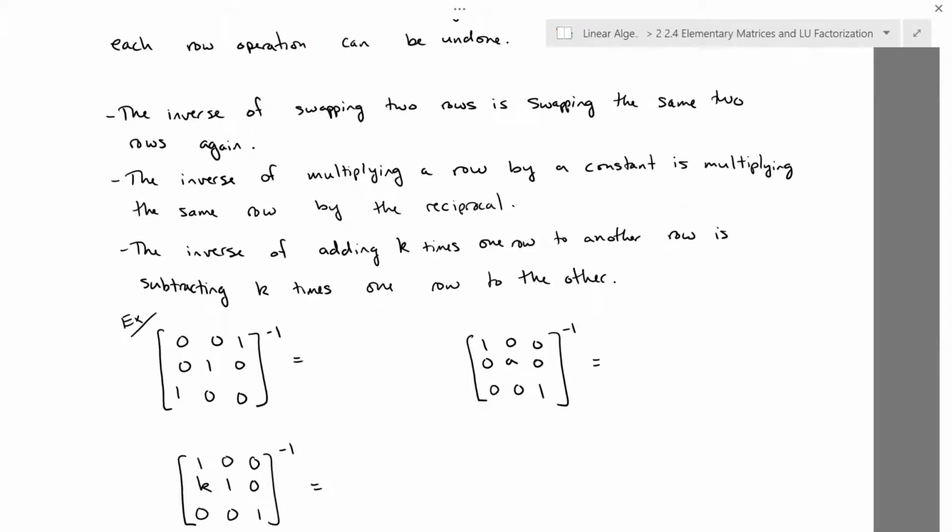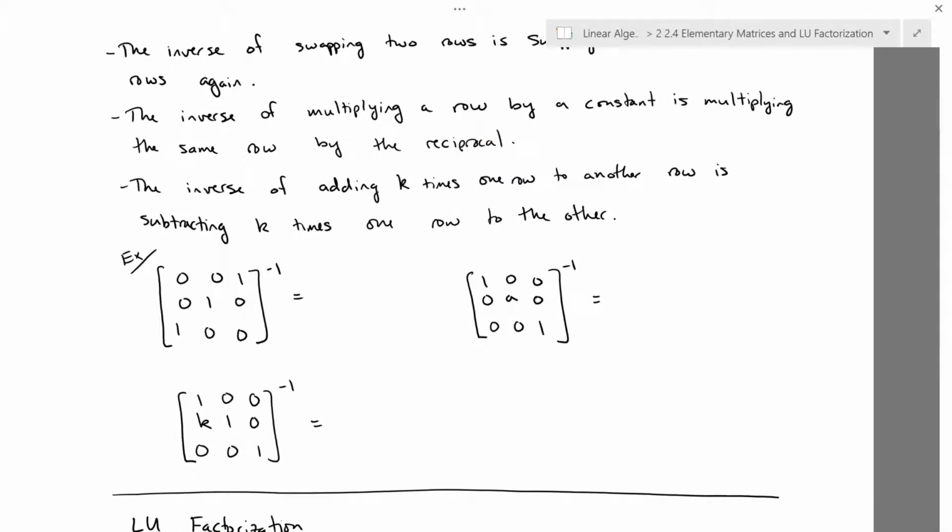So the inverse of swapping two rows is basically just swapping the same two rows back. The inverse of multiplying a row by a constant is multiplying the same row by the reciprocal, right? Basically just to cancel it out. And the inverse of adding k times one row to another is subtracting k times that same row from the other row.